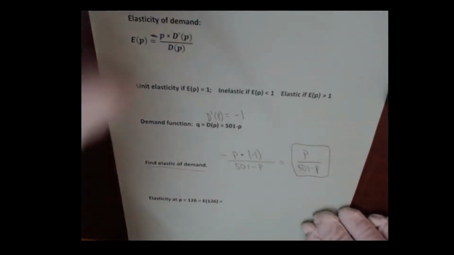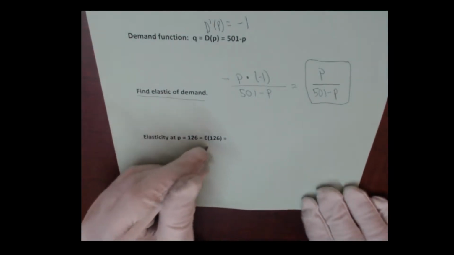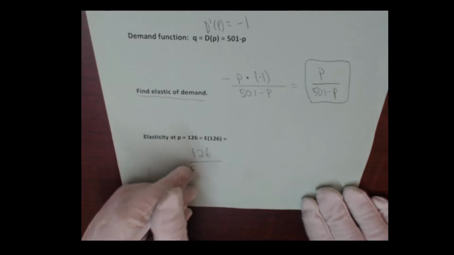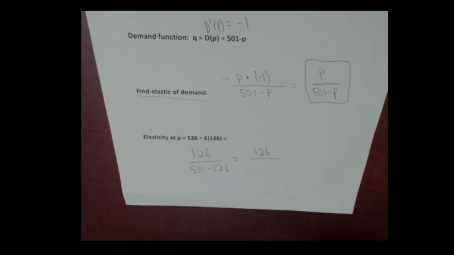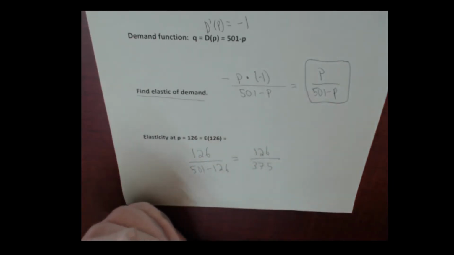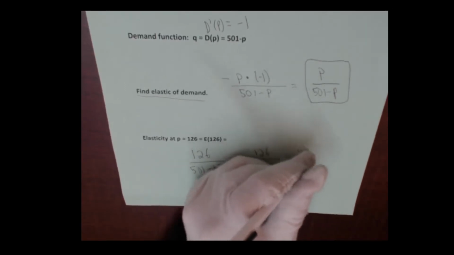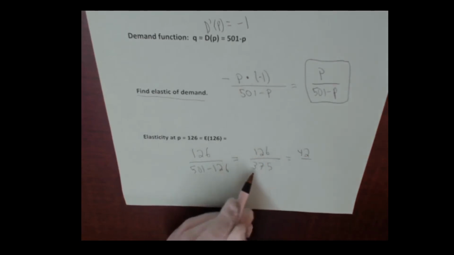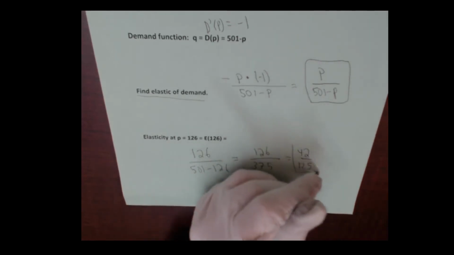So the next thing they want to do is say, what is the elasticity at this price point, 126? To do that, we just plug in 126 for p into this equation. So it's 126 over 501 minus 126, which is 375. And we should reduce this fraction if we can. I believe 3 goes into both the numerator and the denominator. So 3 into 126 is 42, and 3 into 375 is 125. So we get 42 over 125, and that's actually the final answer.